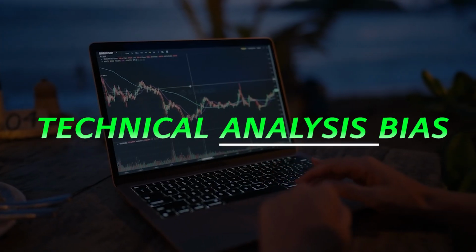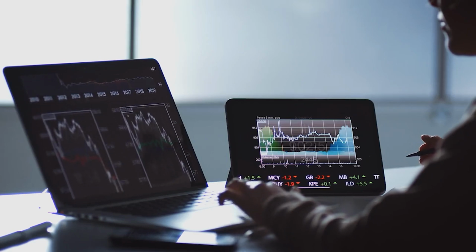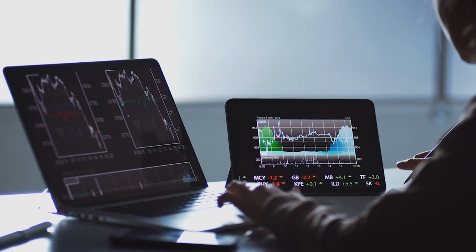Costly mistake number 1. Technical analysis bias. This is one of the biggest mistakes I see a lot of traders make, that they rely too heavily on just one aspect of trading, which is technical analysis, charts, and technical indicators. Now, the problem is charts tell you what's happened in the past, and they do work a lot of times. However, the bigger thing to look at is the total dynamic of what the market's telling you.